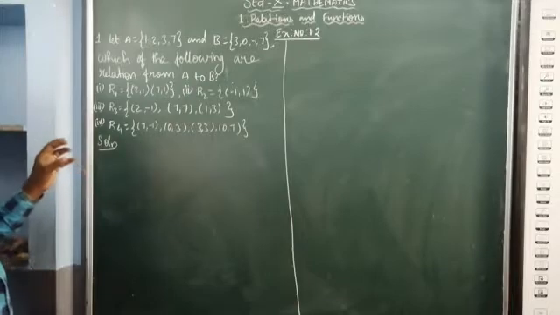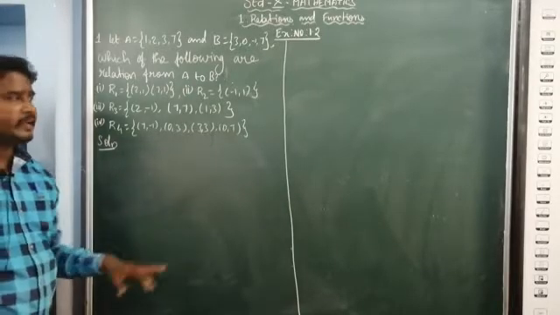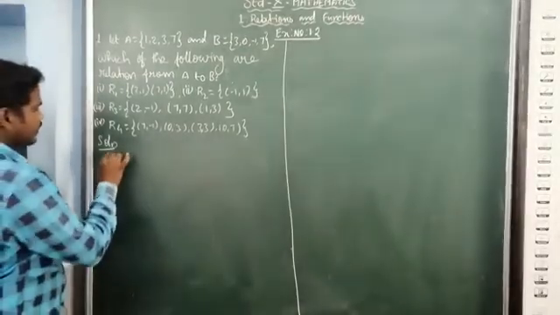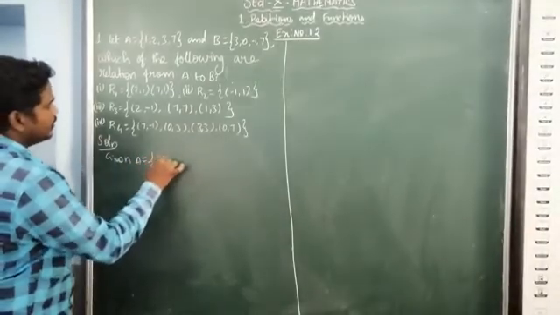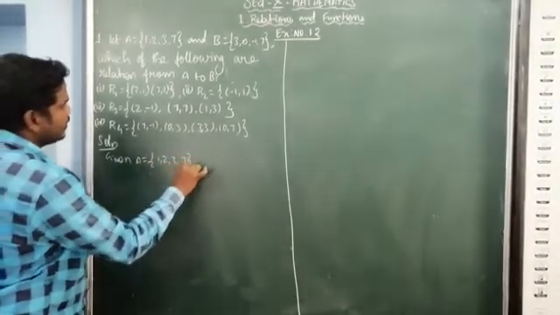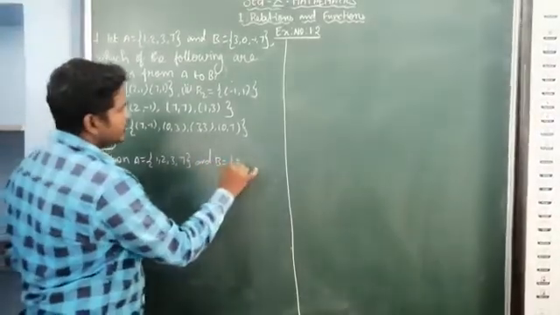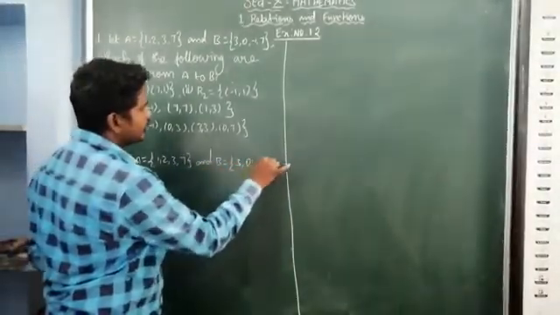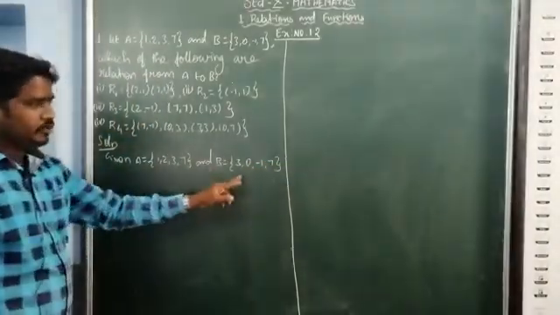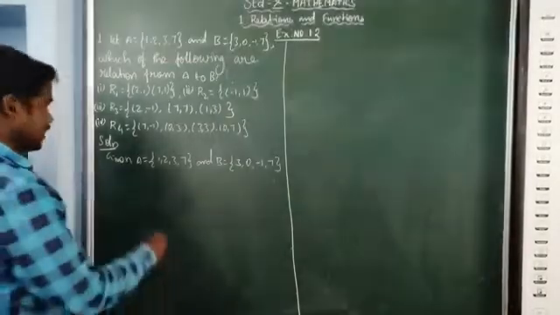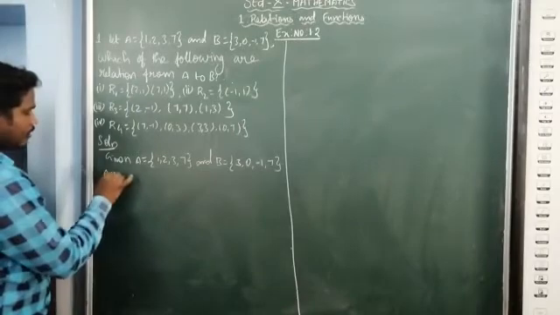Here, first I have to find A cross B. Therefore, solution: the given values I have to write. Given A equals the set of values 1, 2, 3, 7 and B equal to the set of values 3, 0, minus 1, 7. Next I have to find A cross B.